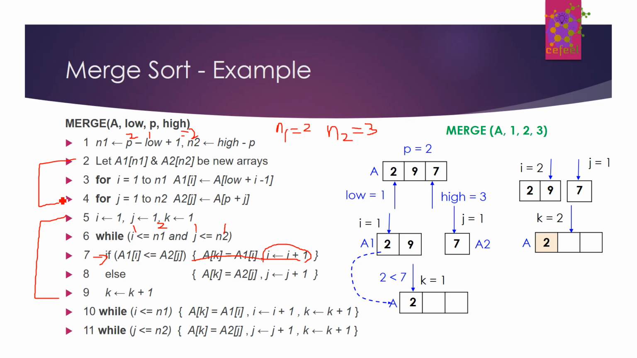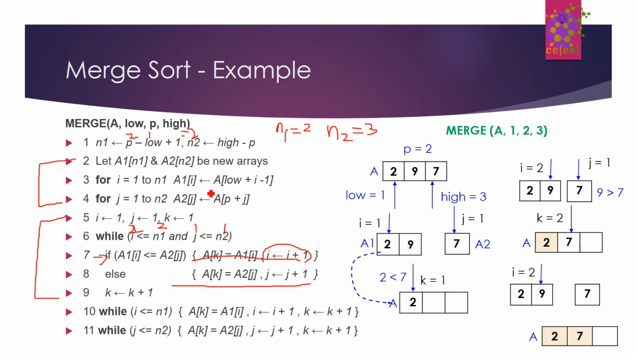And now we again go to step 6 where we compare. So i is 2, which means we are still okay. So i is less than n1 and j is less than n2, which means we still have elements in both the arrays. And then we compare the head of both the arrays. So in this case 9 and 7, in fact 9 is greater than 7, which means we need to copy the element from the j array this time. So the else part of the code gets executed. So 7 gets copied, and once 7 gets copied, we increment j, so j now becomes 2, and we increment k, k now becomes 3.